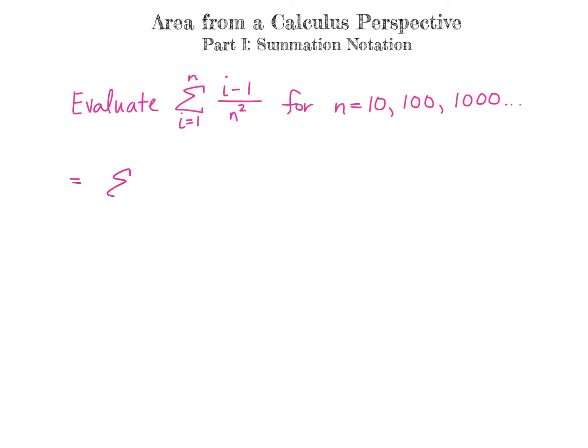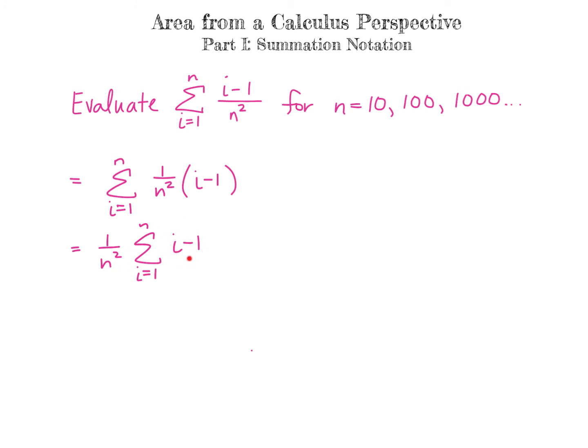We actually can see that we can rewrite this summation as 1 over n squared times I minus 1. Now the reason that I did that is because we can see that this is a coefficient and it can actually be moved out front by that first property that we've learned. So we can simply rewrite this as 1 over n squared and then times the summation from 1 to n of I minus 1.